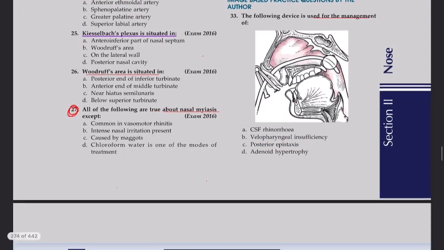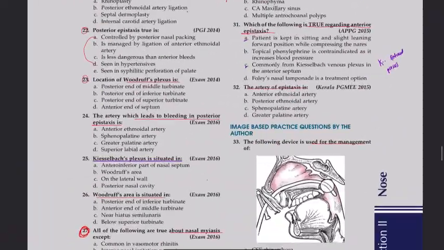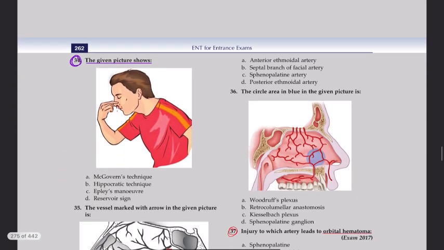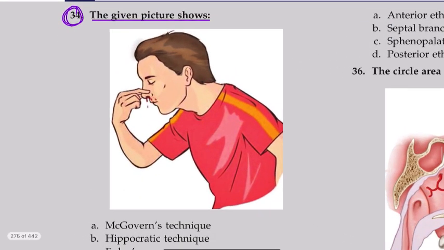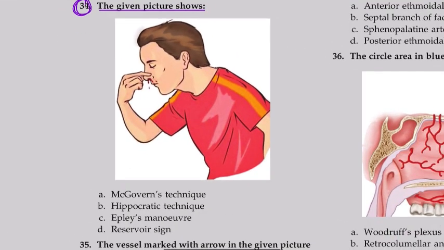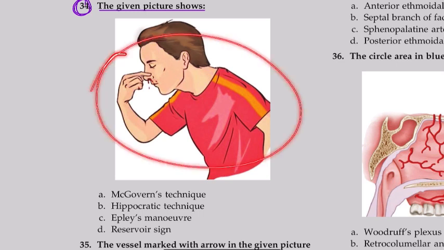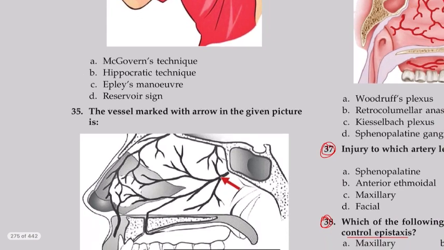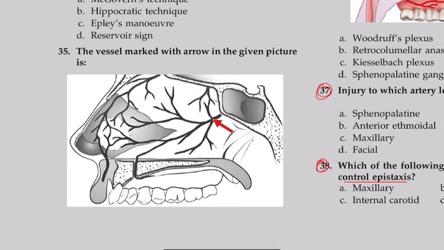So this was all about those questions. There are again remaining questions. The given picture shows what? Here the Hippocrates technique is being done, right? That is Trotter's method, the first step of management of epistaxis. The vessel marked by the arrow is the sphenopalatine artery, the artery of epistaxis, right?